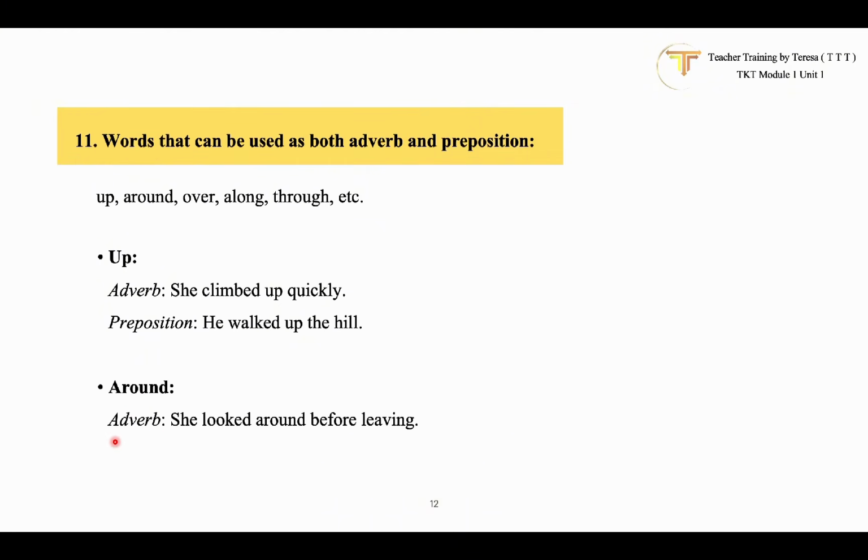Around. Adverb: She looked around before leaving. Preposition: They gathered around the table.